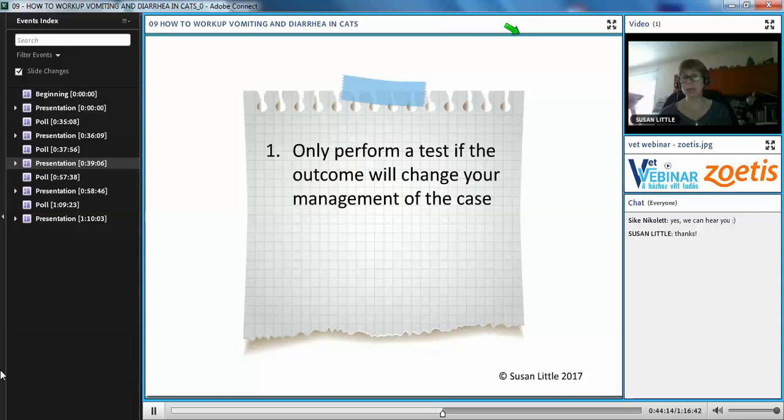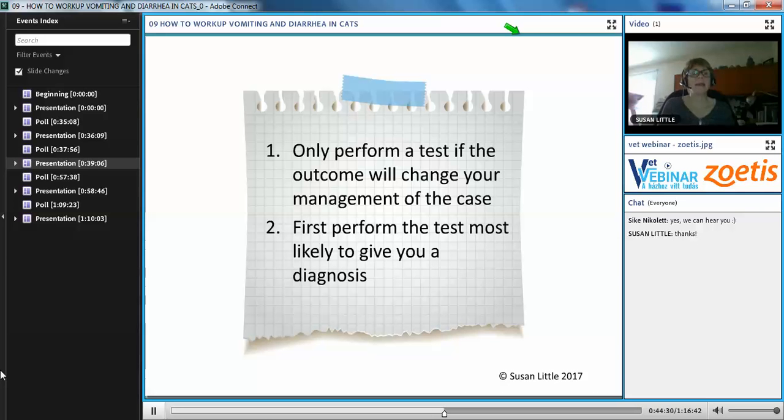And that could be for many reasons. It could be, maybe you'll diagnose something that you already know the owner can't afford to treat or won't be able to treat for some reason. That could be an example. So if the outcome is not going to matter, we would want to think twice about performing that type of test.